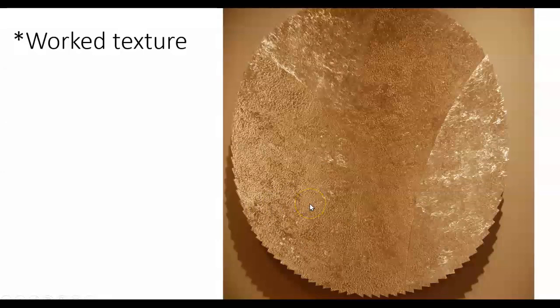Here's some more worked texture. Somebody took this piece of metal and cut the outside. Here's the primary contour around here. Secondary contours would be these areas in here where there's a shift of the surface. But this has all been worked by some tool.